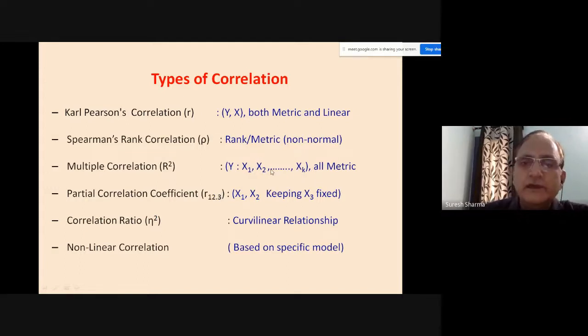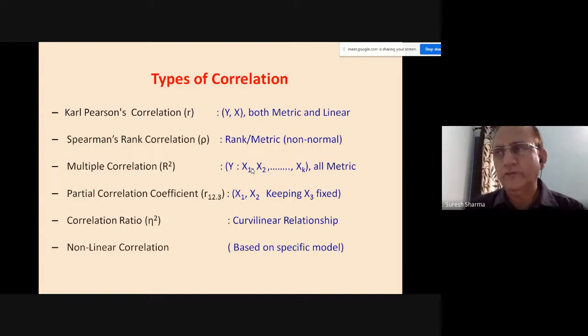If any one of them is categorical, let's say x2 is categorical, like gender, male and female, you cannot compute multiple correlation. Say x3 is rural and urban, you cannot compute it. You can apply the multiple correlation coefficient only to that kind of data where y as well as x1, x2, xk are measurable quantities, or metric variables.